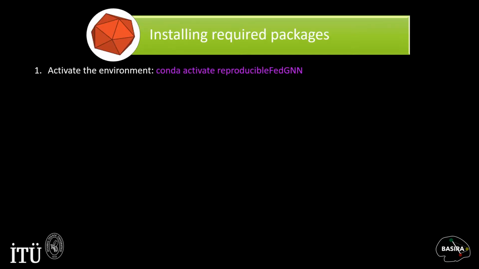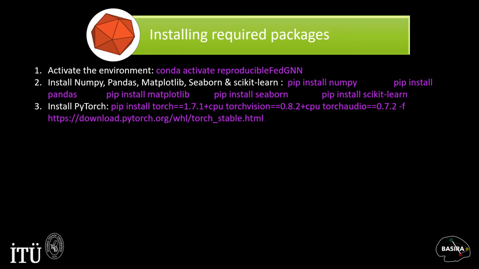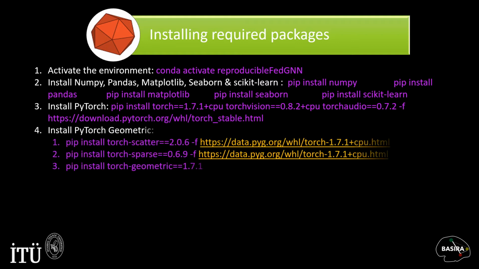After creating your environment, use the following command to activate it. Then, use pip to install NumPy, Pandas, Matplotlib, Seaborn, and scikit-learn. To install PyTorch, the installation command can change depending on your system. Please refer to pytorch.org. Then, install PyTorch Geometric.